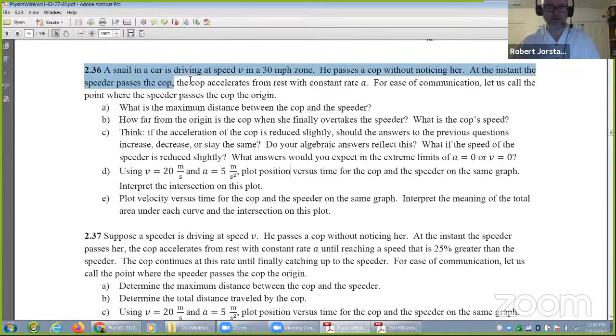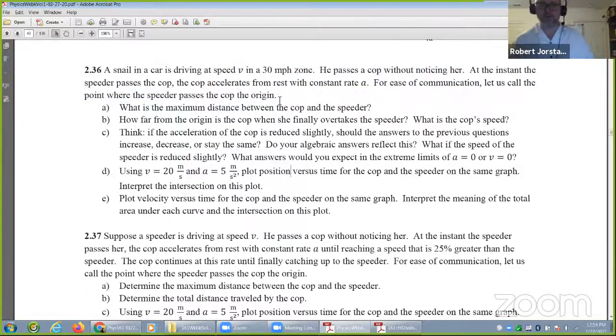So we're looking at 2.36. And I know you're probably excited to jump right to it. Let's kind of talk meta here. What is the first thing you think a physics instructor would want you to do with this problem? Draw it out. If you don't draw it, you have nothing to label, and that's really where students screw up.